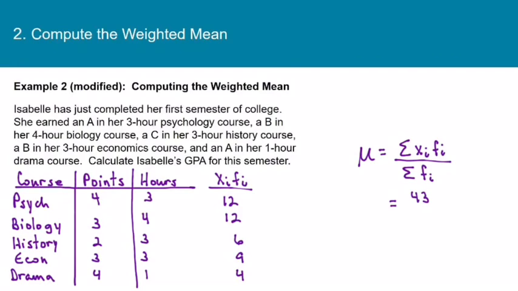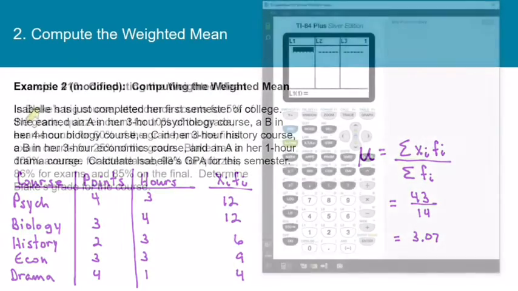And so here we're going to have 3 plus 4 is 7, 7 plus 6 is 13, plus 1 is 14. So she was in 14 hours, and 43 divided by 14 is 3.07. So Isabel's GPA is 3.07.